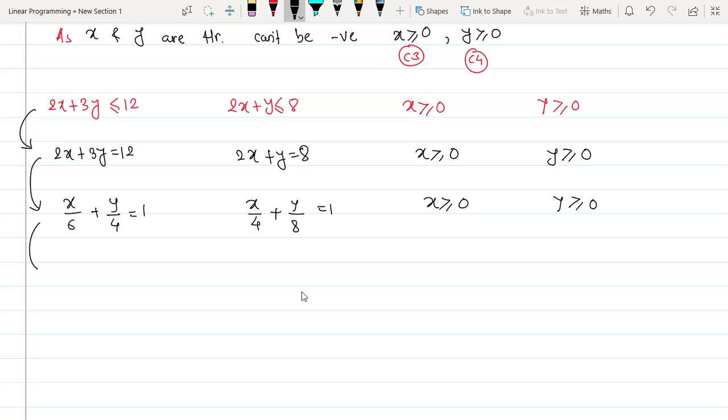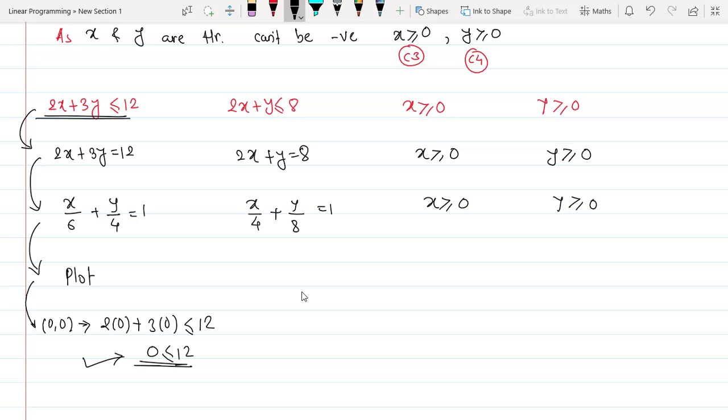Plot and check the region. Okay, let's directly check the region. Substitute 0 0 in this equation. So what you will get is 2 into 0 plus 3 into 0, which is less than or equals to 12. So 0 is less than or equals to 12. Is it correct? Yes, absolutely it is correct. So what I can say, the solution set for the first line includes the origin.